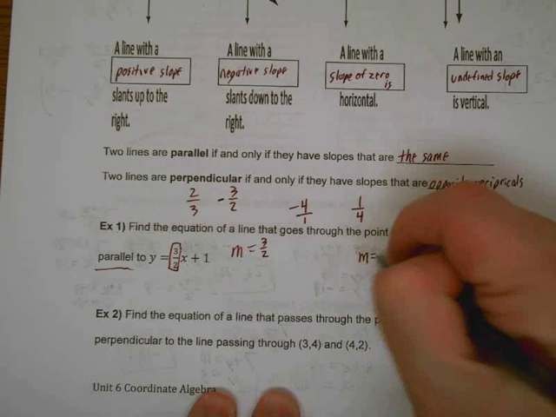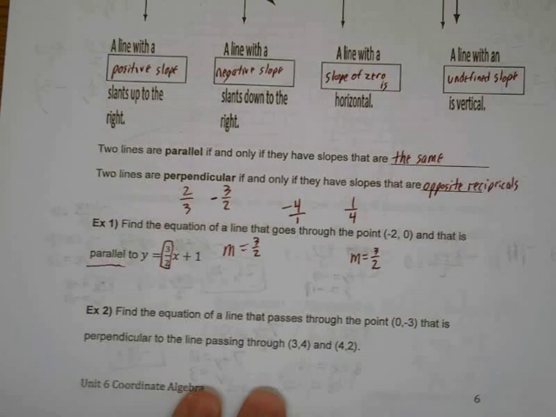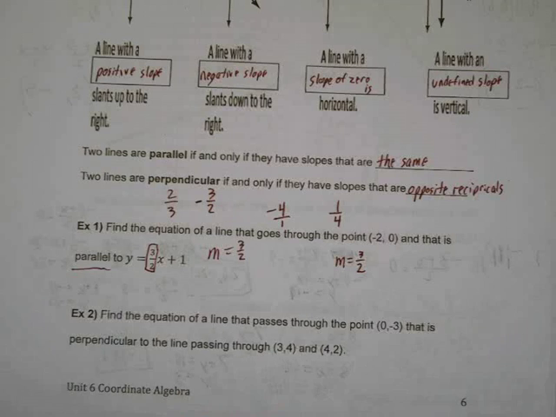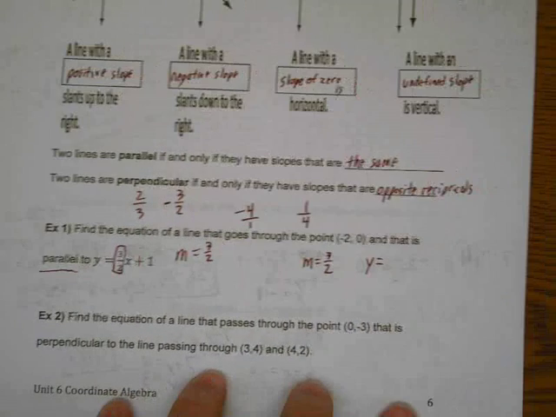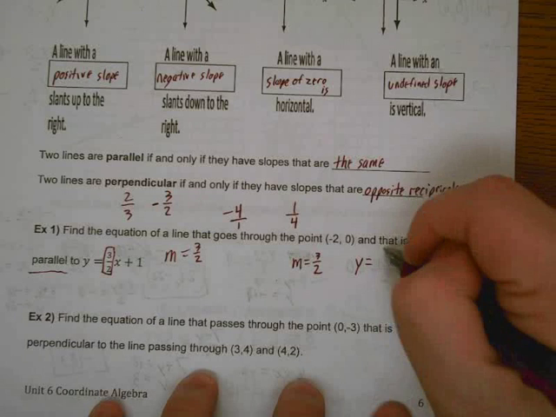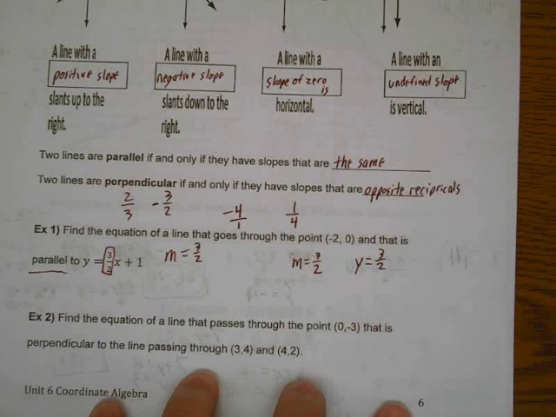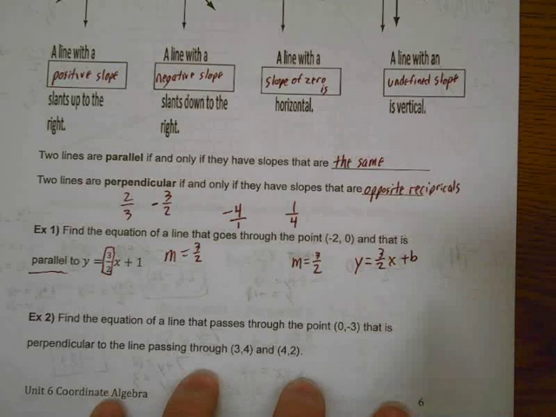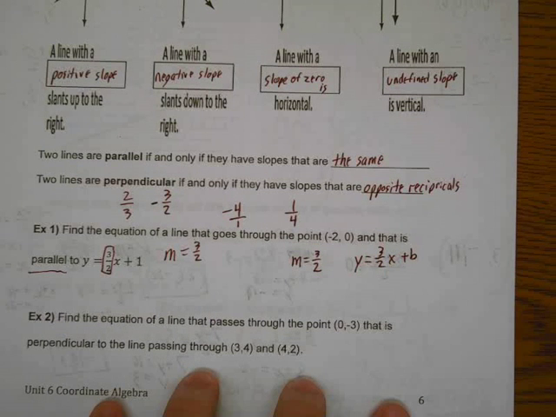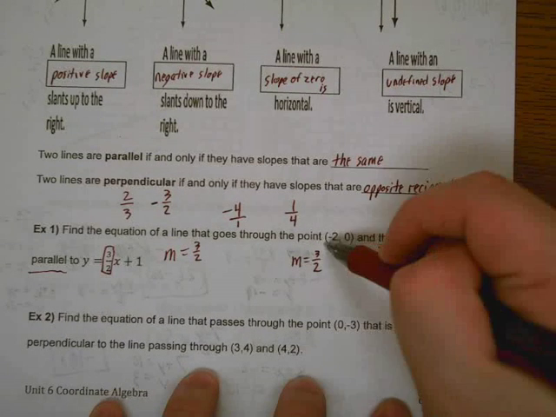So that means my slope for my new line is also going to be 3/2. Now, I don't know anything else about that line yet, so I'm just going to write that I know my new equation is going to look something like this. y equals 3/2, because we're just pulling that slope that we just found, x plus b, because I don't know what my new y-intercept is going to be yet.